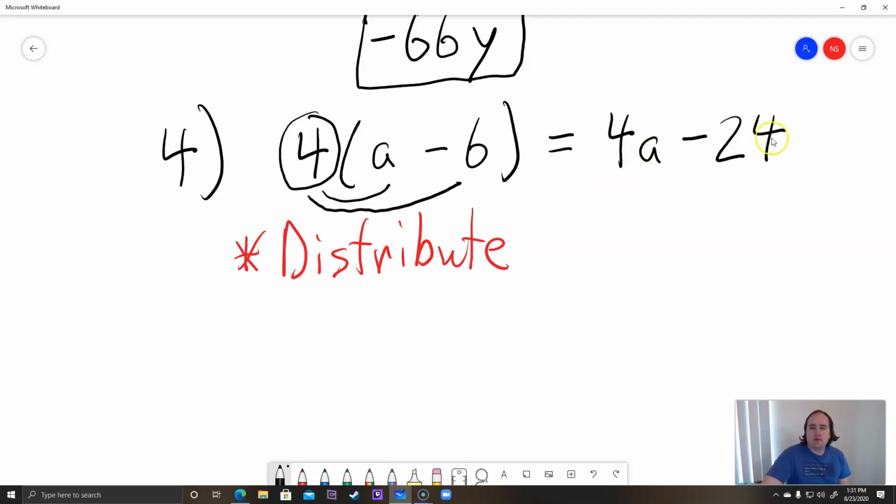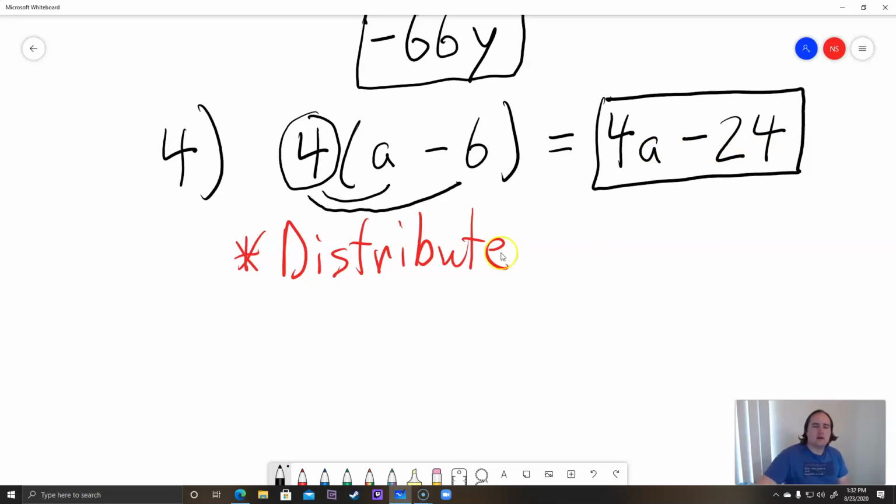And you might be wondering, well, why can't we combine these? Well, we can't combine these terms here because they're not like terms. So the first term has an a, the second term does not have an a. So they're not the exact same variables raised to the exact same powers. So they're not like terms. So our answer is just going to be 4a minus 24.